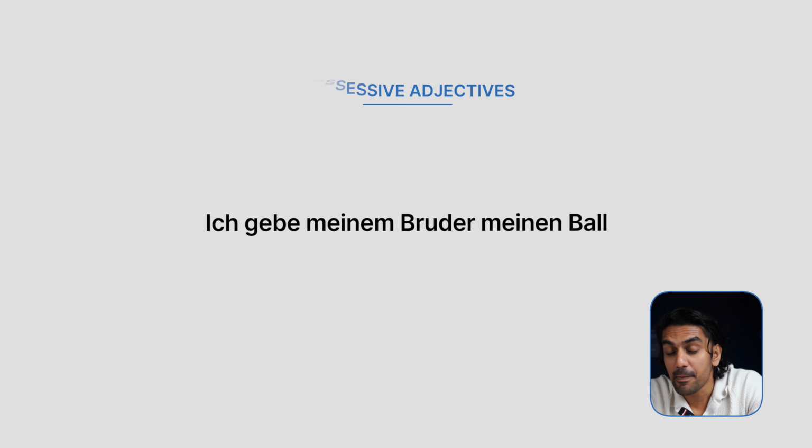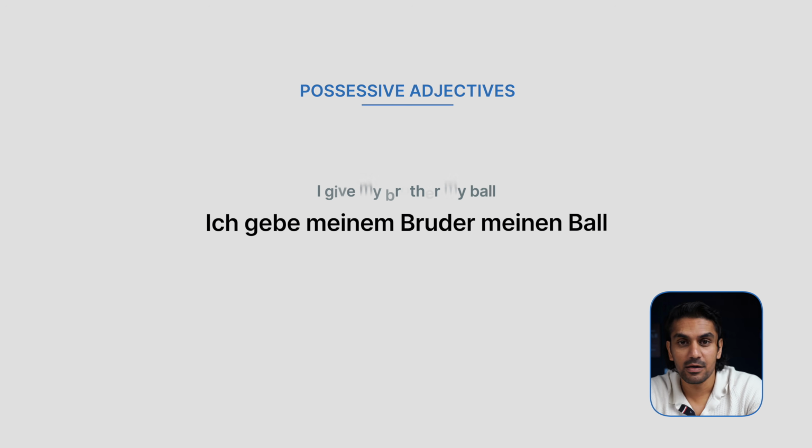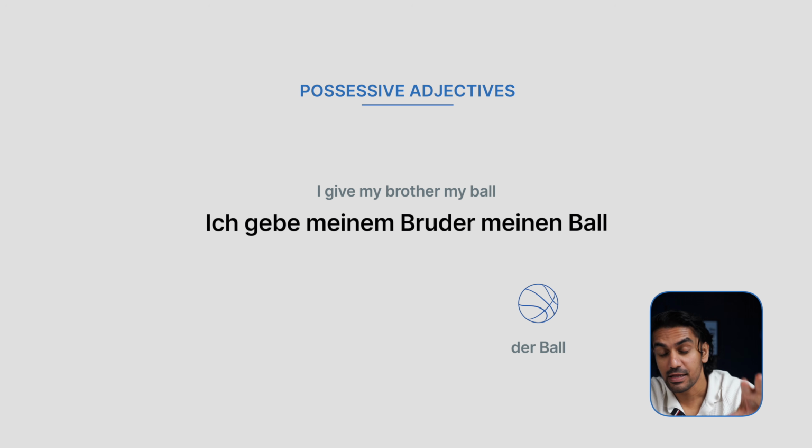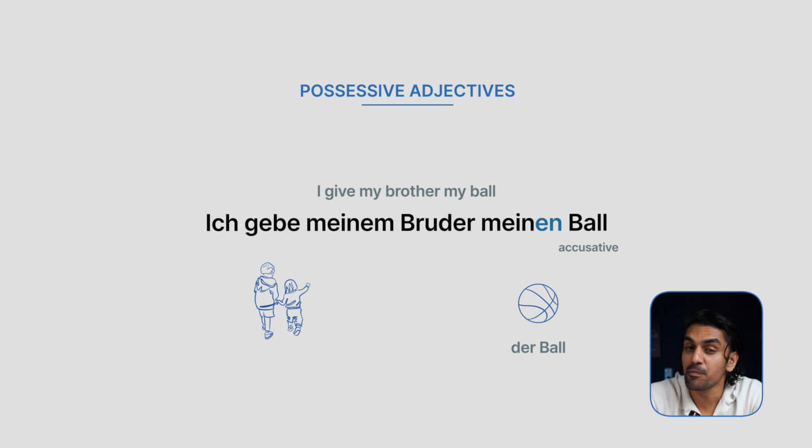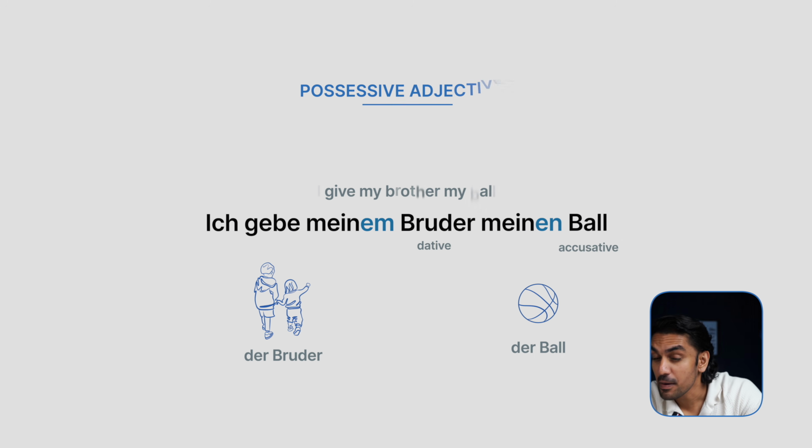Now let's look at an example where both accusative and dative come together. Ich gebe meinem Bruder meinen Ball. I give my brother my ball. Now Ball, or ball, is masculine, der Ball, and it's the object, the thing which is being given. That's the accusative case. So it becomes meinen Ball. Bruder, or brother, is masculine, der Bruder, and he's the one receiving the ball. That's dative. So mein becomes meinem Bruder. So together we get Ich gebe meinem Bruder meinen Ball.